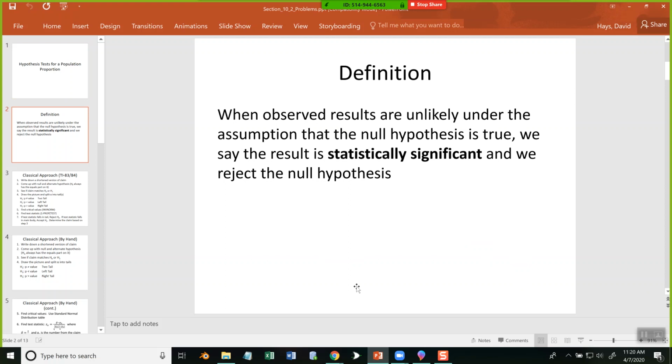Now, when observed results are unlikely and the assumption that the null hypothesis is true, we say the result is statistically significant and we reject the null hypothesis. We're going to talk a lot more about statistically significant here in a minute.